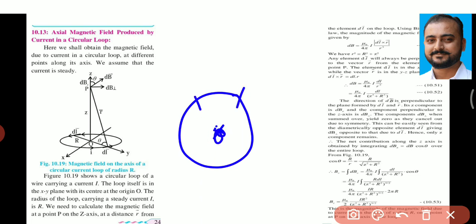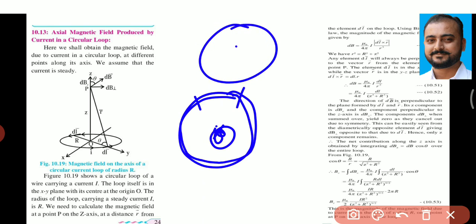Now the next topic is 10.13, axial magnetic field produced by current in a circular loop. So what is the difference between the two topics? A simple one. In the previous topic we considered the circle and found the magnetic field produced by an arc at its center. The formula we studied was exactly at the center of a given circle.